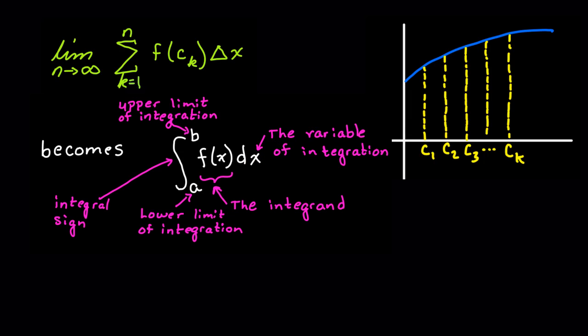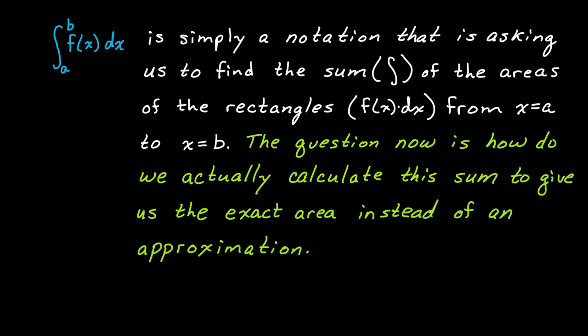All right, so let's continue with this notation right here. This notation is simply a notation. That's all it is. So it's just saying find the sum from this x value to this x value of this function. That's all that this is saying. And you find the sum of those rectangles, and this is your area of each of those rectangles. That's all this notation says.